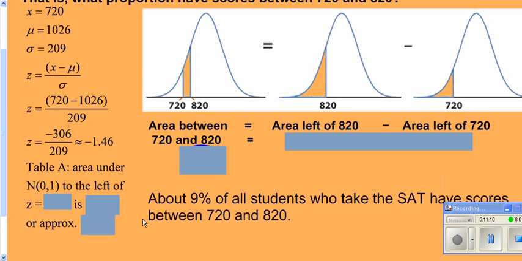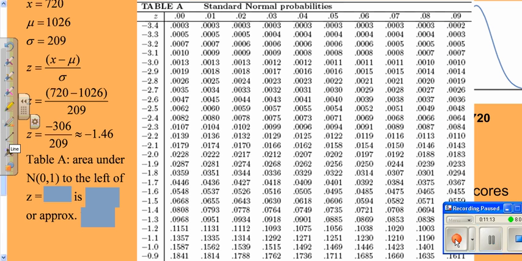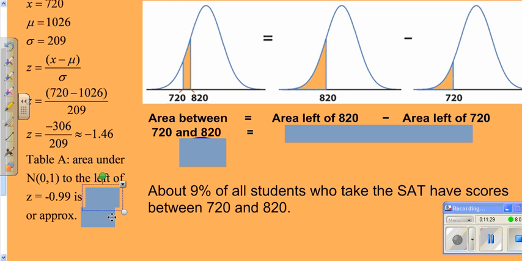So then we want to go to table A. We need to go to a negative 1.4, which is here. We need to go to our second digit, which is a 6, and that would be this one here. You want to look at where those two rows and columns overlap, and that would be this number right here. So we'll go ahead and write that down. It's almost 7%.